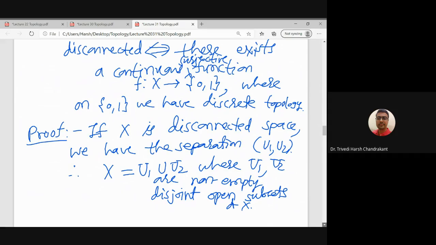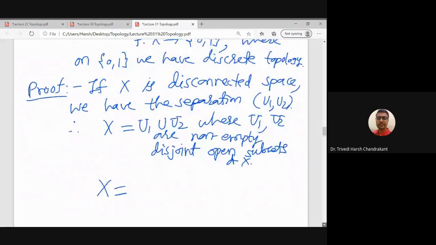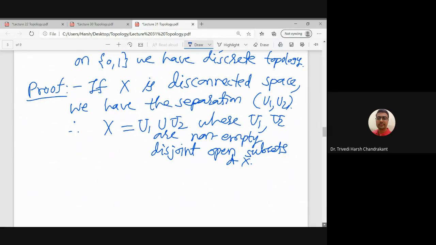So why are we taking non-empty? Because otherwise every set X we can write as phi union X. Phi and X both are open and they are disjoint. So in that way every topological space X would be disconnected. So this we don't want. Therefore this condition is important, that U1 and U2 both should be non-empty sets, right? That's why the non-empty condition is important in the definition of a disconnected space, so that some topological spaces will be disconnected, others will be connected.